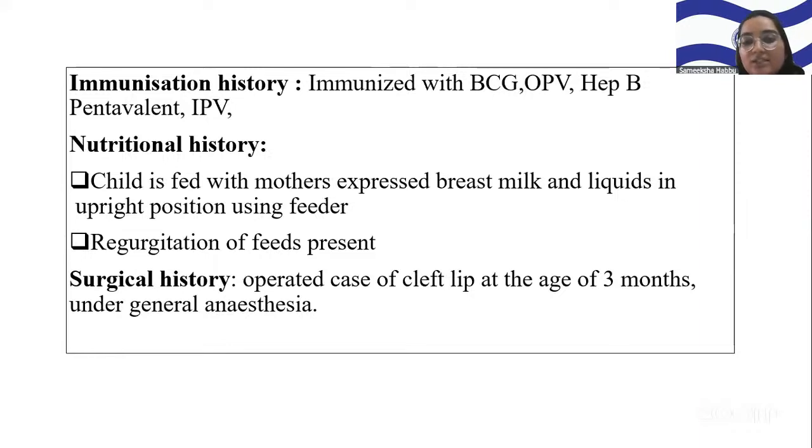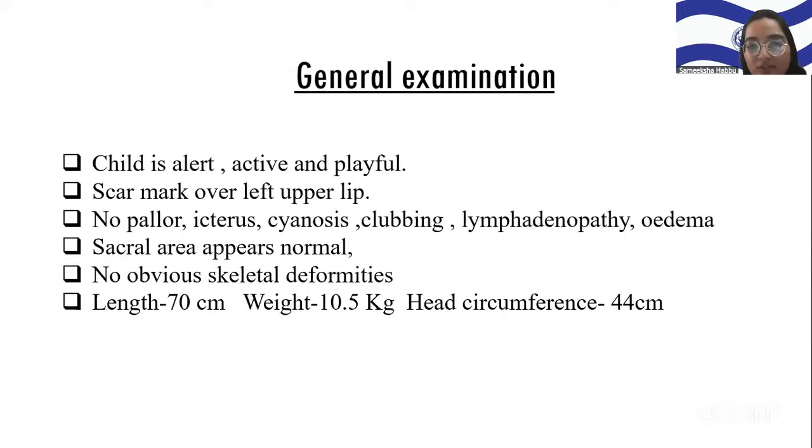Immunization history. The baby is immunized with BCG, OPV, hepatitis B, pentavalent, and IPV, all doses up to date. Nutritionally, the baby is being fed with mother's expressed breast milk and liquids using a feeder while holding the baby in the upright position, and there is regurgitation of fluids present. Past surgical history: the baby is an operated case of cleft lip repair at the age of 3 months under general anesthesia without any perioperative complications.